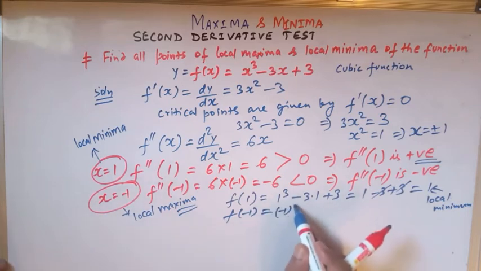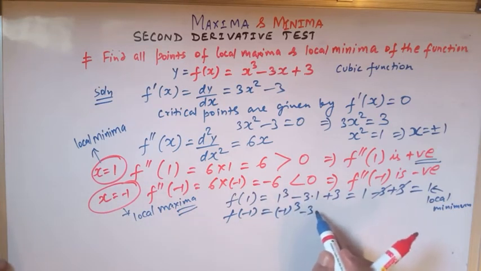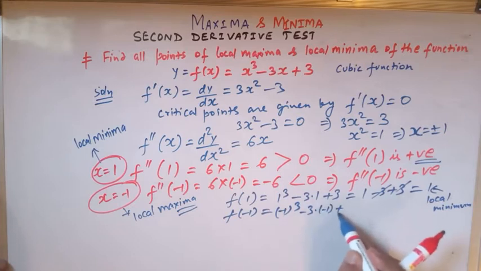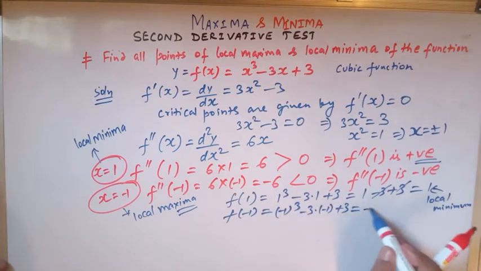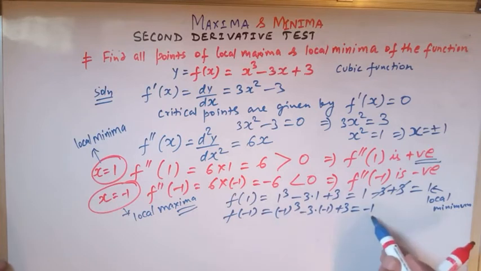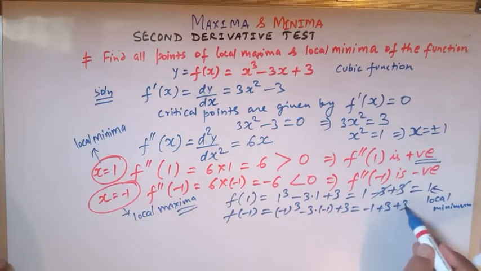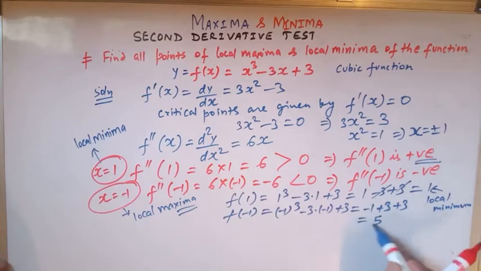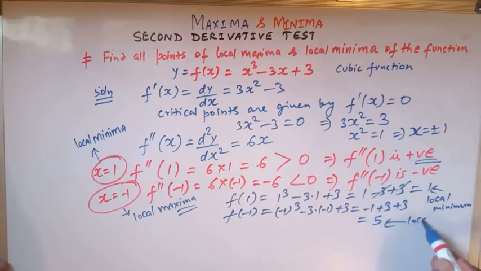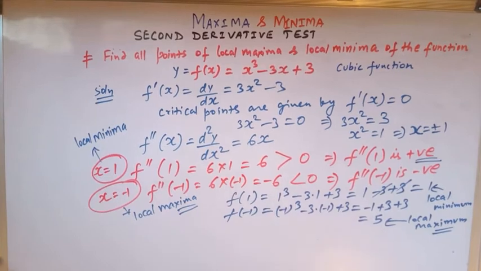So we have minus 1 cubed. This is minus 3 times minus 1 plus 3, and minus 1 cubed is minus 1. Minus times minus is plus, this is 3. 3 plus 3 is 6. 6 minus 1 is 5. So this is the value of local maximum. Clear? So this is how we solve this problem. Clear? So here, let us take one more problem.